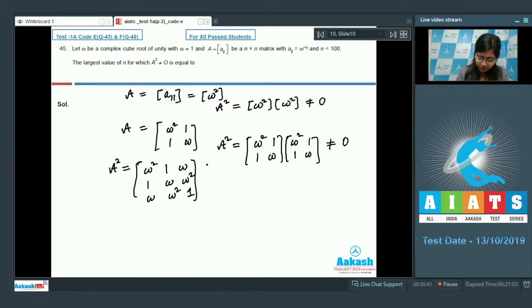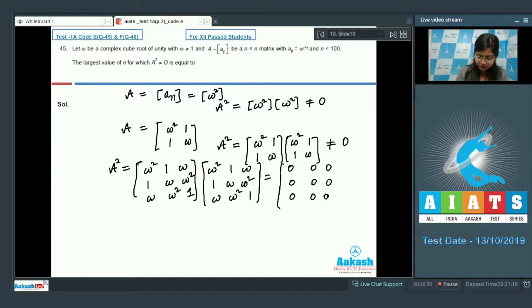So if we find a square here, then it will be omega square 1 omega, 1 omega omega square, omega omega square 1. So we will multiply this, then we will get it equal to the 0 matrix, which means that for the 3 cross 3 matrix, for the 6 cross 6 matrix, for all these matrices, the value will be equal to 0. So we have to find the largest value of n for which it is non-zero. As the maximum value of n is 99, for that we have the 0 matrix. So the maximum value will be n equal to 98.